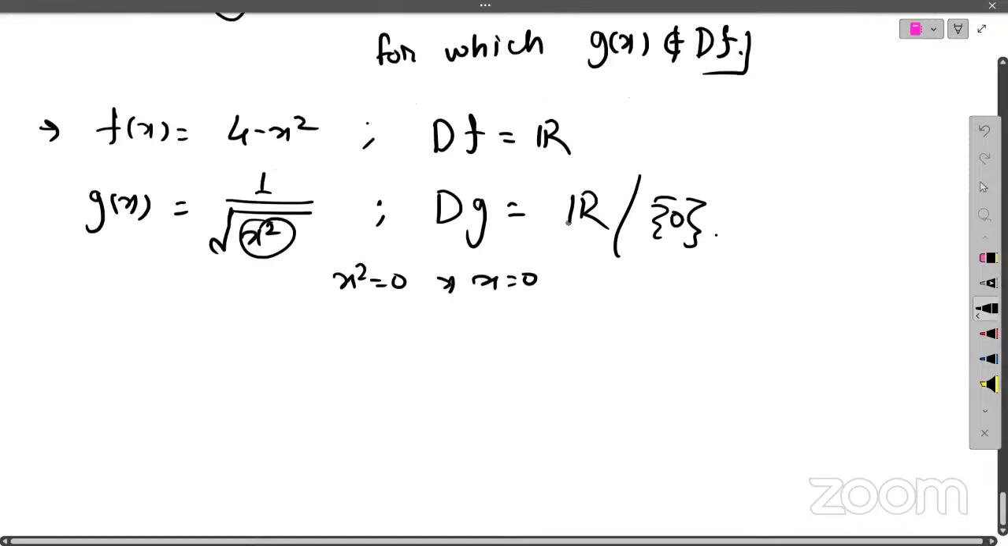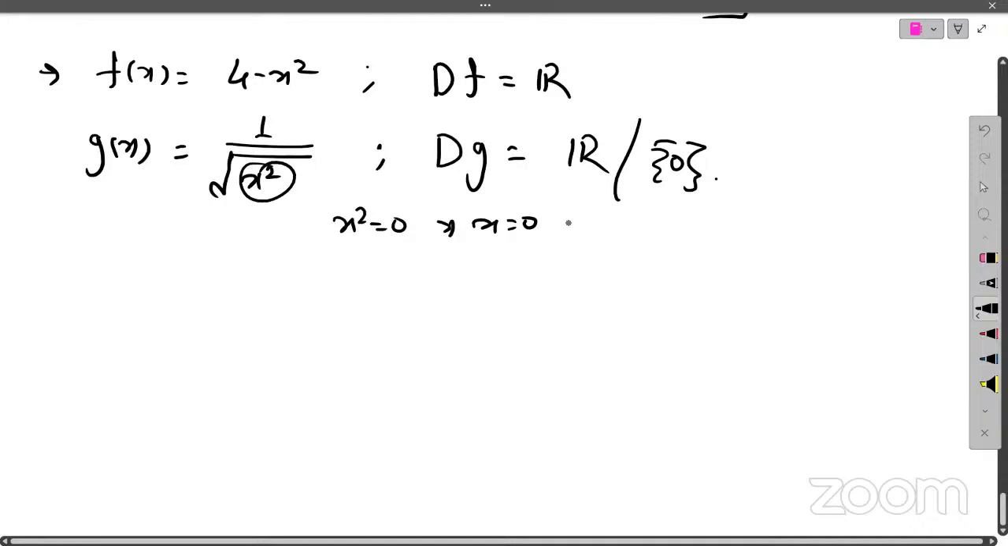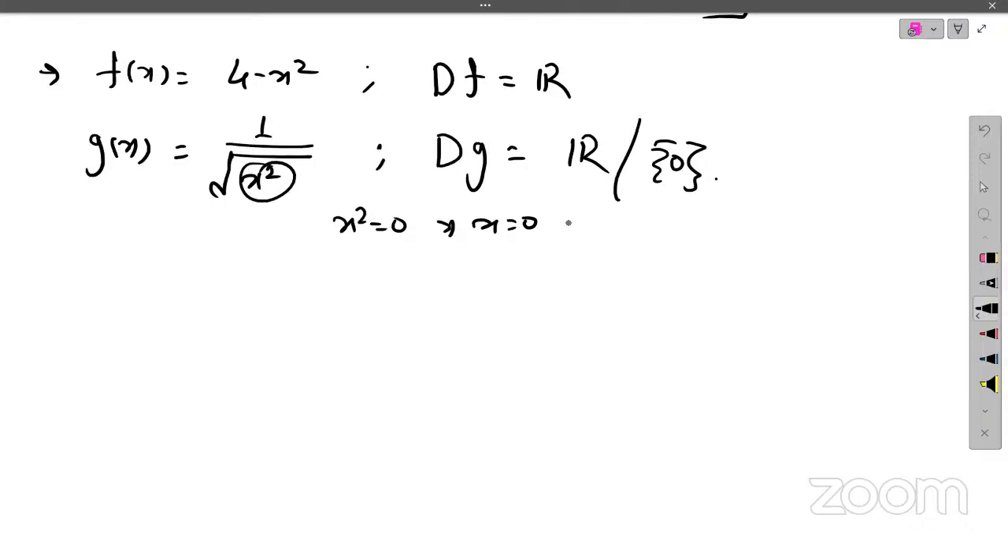Okay, is that fine? Ma'am, for f of x, when we keep x equals to 2, then f of x equals 0, right, ma'am? Yeah, it becomes 0, but 0 is a real number. Here, if you put x equals 0, we'll get 1 by 0, which is not a real number. Something we call infinity. Okay, ma'am, I understand.